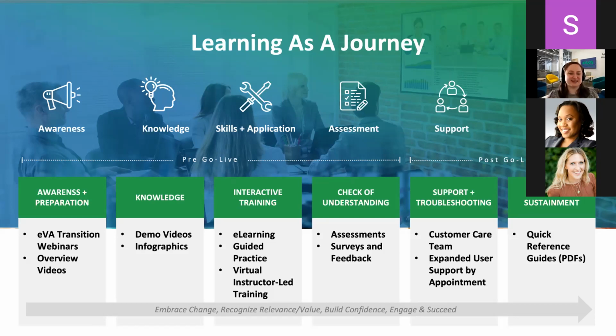And so you can see then some examples of that towards the bottom there. We go all the way from those transition webinars and some overview videos up at the top of the curriculum. And we get more and more complex as we move forward. So demo videos, infographics. Eventually we get into the more complex pieces like e-learning or the guided practice in the sandbox environment. Again, VILT would qualify as that. That's very interactive and the opportunity to apply.